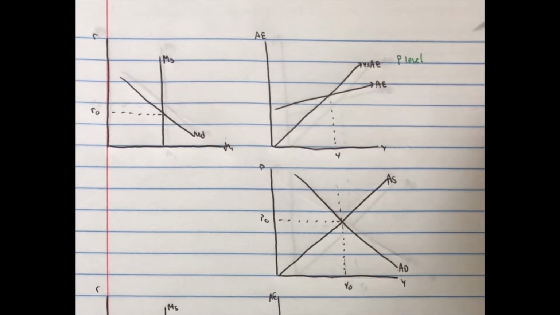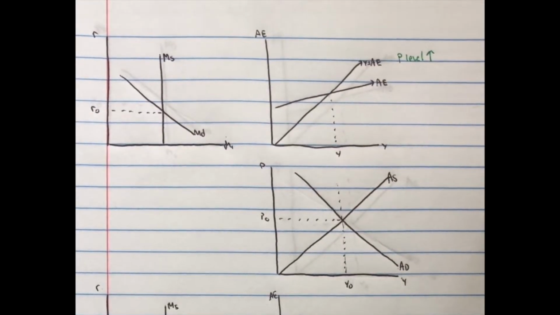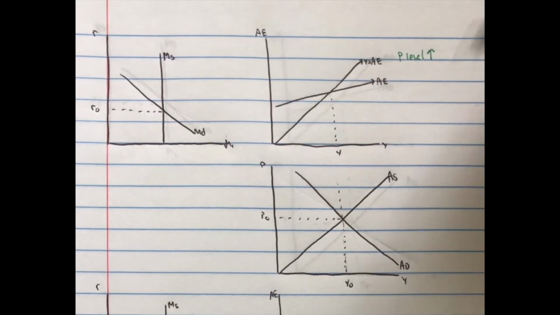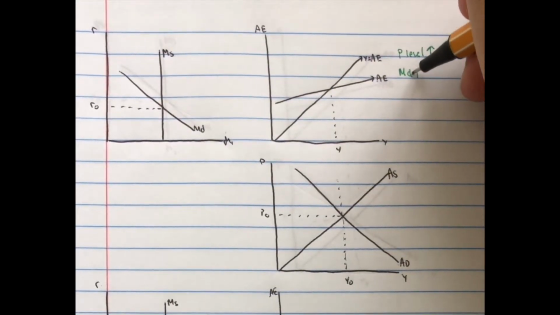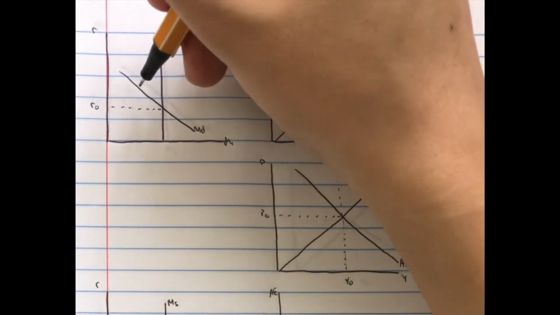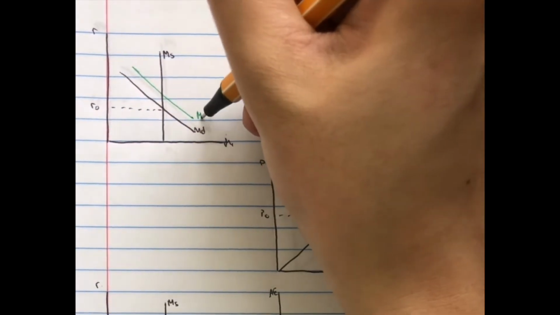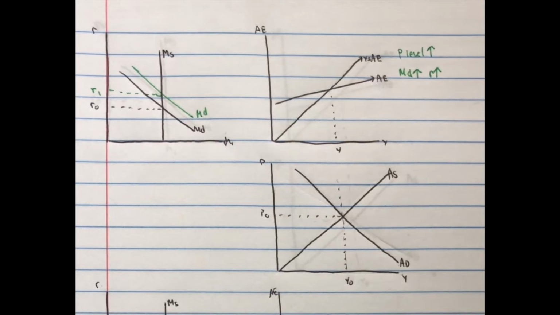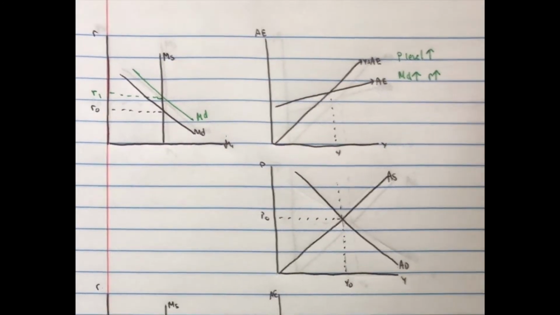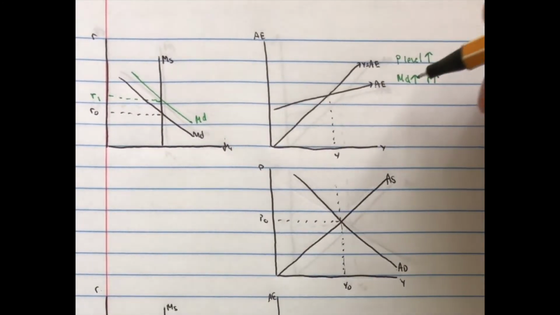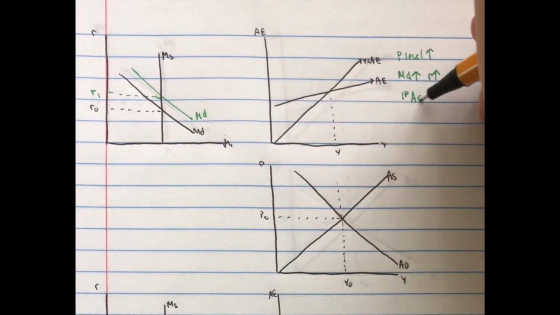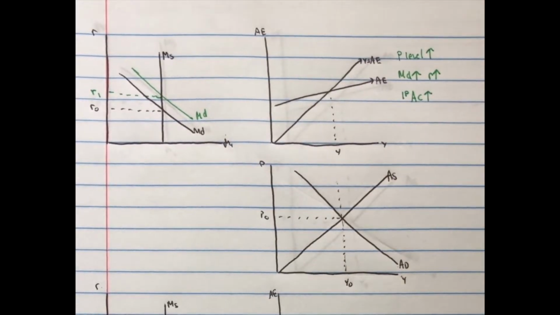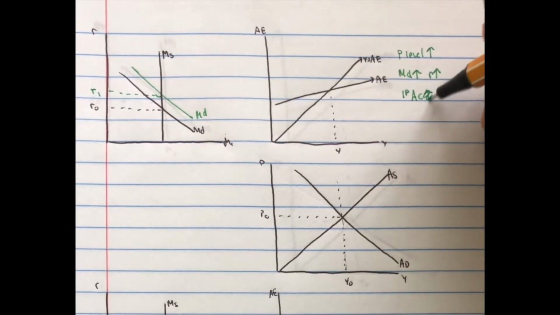So we notice that if the price level increases, then overall everyone needs to spend more money, right? So the money demand is going to increase, and you just shift this money demand upwards. Money demand increases, and the interest rate has also increased to R1. So when the money demand increases, interest rate increases. And just like when we're doing monetary policy, the planned investment and the autonomous consumption both decrease.